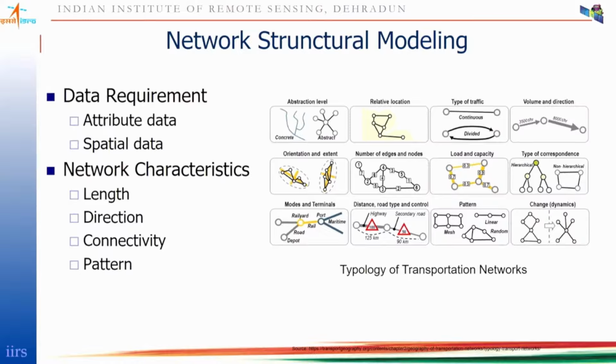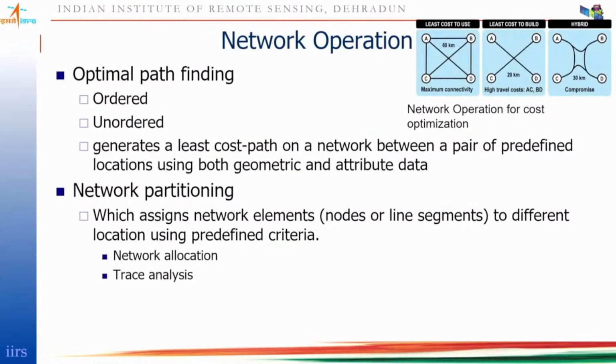All these different types of networks fall under topological network analysis. The important parameters to do such structure modeling and analysis are the length, directions, connectivity, and so on. Accordingly, the patterns can be identified for network modeling.